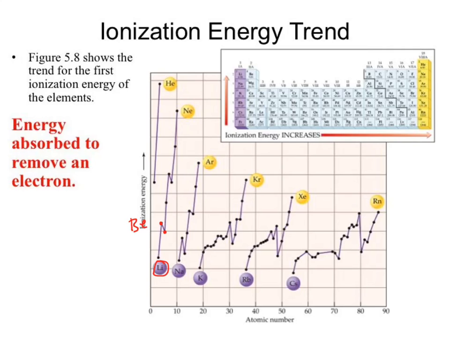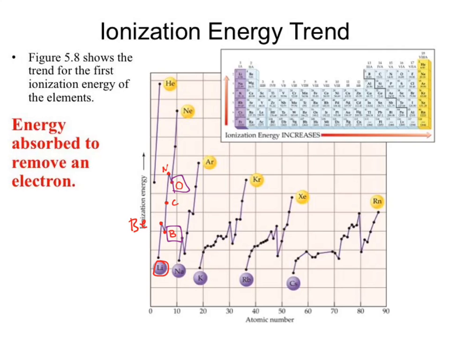Boron. Energy dropped. That seems a bit odd. Then what happens? Goes up again. Why would it go up? More nuclear charge. Goes up to nitrogen. Then what happens? Drops back down again. So we see two oddities in this trend. We've got oxygen and boron being weird.